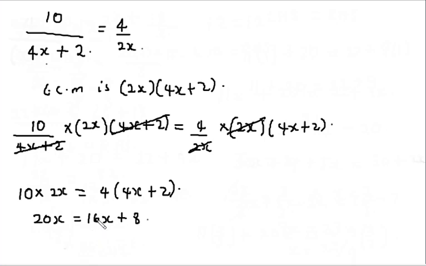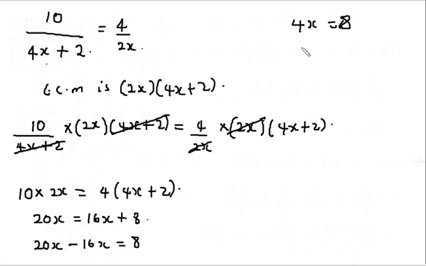Okay, so from here we know that we can collect like terms. So we can move 16x over to this side and leave the constant on one side. So plus 16x going over to this side becomes negative 16x. So we have 20x minus 16x, which is equal to 8. And then from here, we know that 20 minus 16 is 4, so 4x is equal to 8.